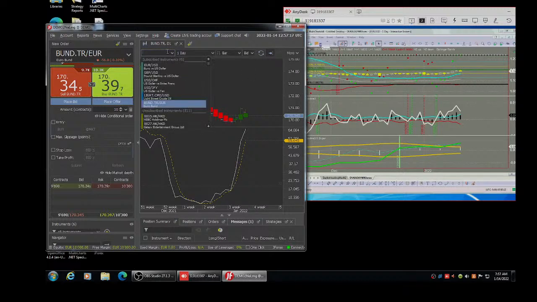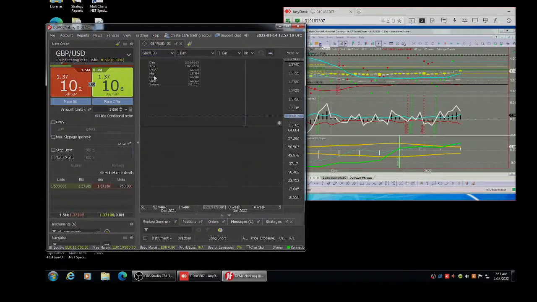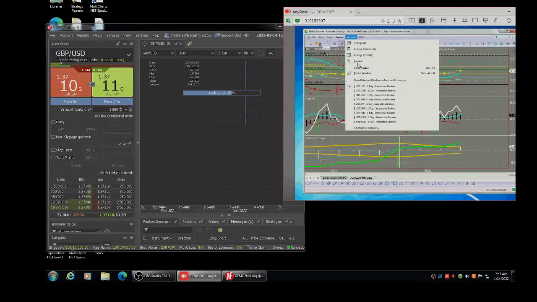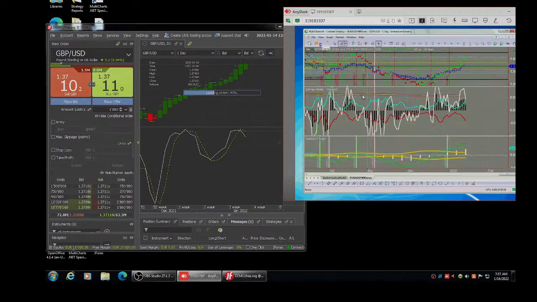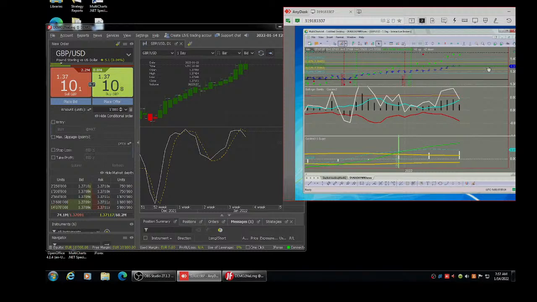So when we go from here, we're going to go to the cable. There's the cable, and let's put the cable up on there. There it is right there. And you can see here we're banging against the 50 percentile line for the last 2 days. As you know, we talked about the idea that the cable, the British pound against the dollar, should get up into that area.